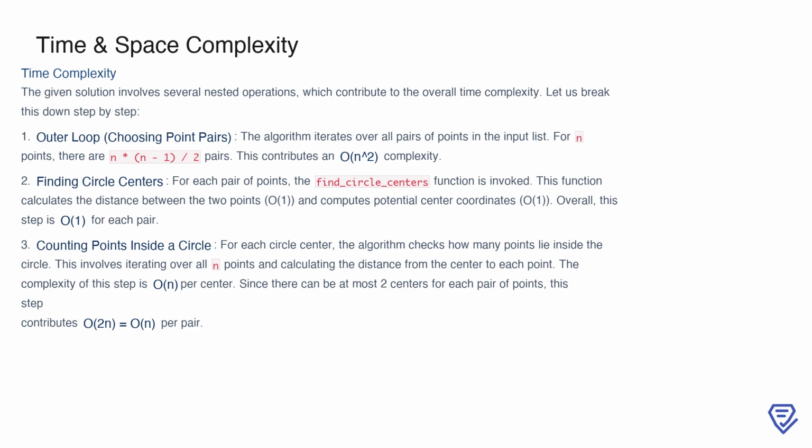Finally, for every circle center, we need to count how many points lie inside the circle. This requires iterating through all n points and computing the distance from the center to each point, which takes O(n) per center. Since there can be up to 2 centers for each pair, this step remains O(n) per pair. These steps together form the basis of our time complexity analysis.